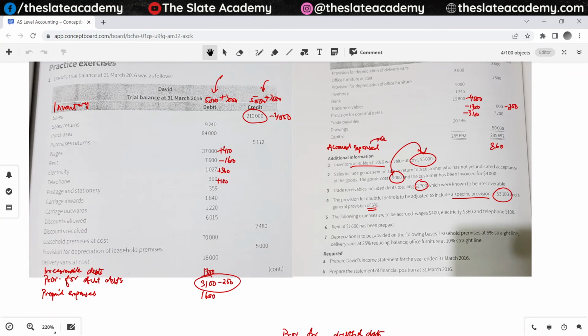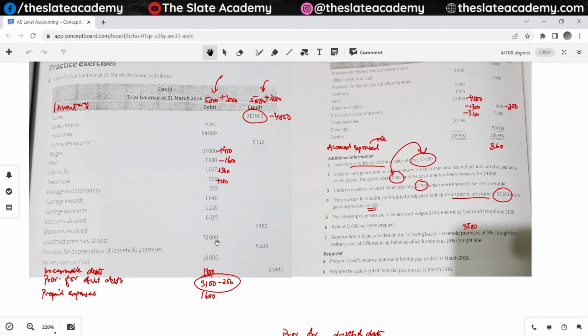So depreciation expense provided on the following basis: leasehold land 5% straight line. Okay, where is leasehold land? Premises at cost. 70,000 5% is how much? That is 3,500. So 3,500 for this.